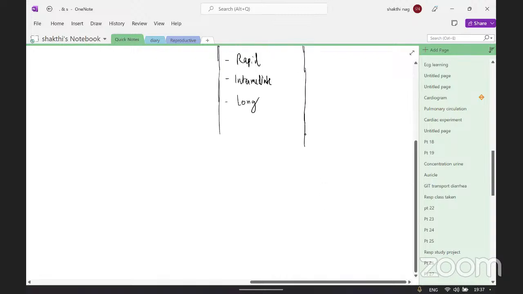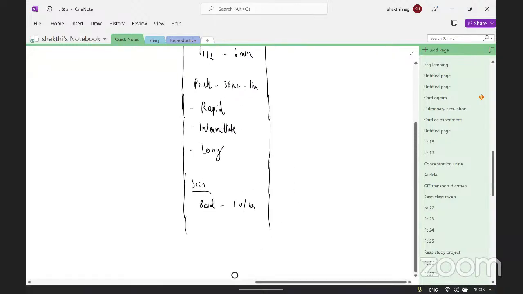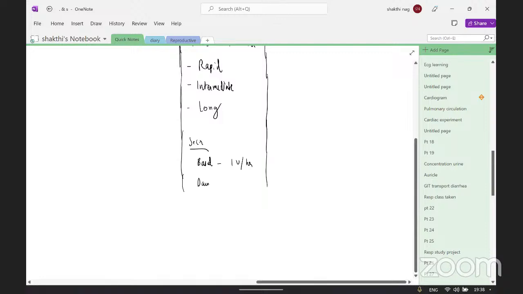Now comes the point I was telling you, which is very important. When you talk about the secretion of insulin, it has a basal secretion of around 1 unit per hour. So the basal rate at which insulin is being secreted is around 1 unit per hour. In a day, how much would it come to? It should ideally come to around 24. But if we see in a day, on average, it comes to around 40 units per day. So how does that happen?